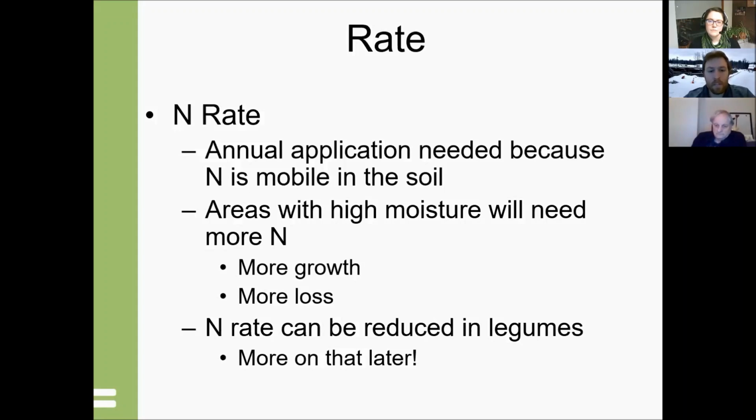Another thing to remember is that nitrogen rate can be reduced in legumes, mostly because of their fixation abilities. There will be more on that later, because that is the second presentation I'm giving tonight.